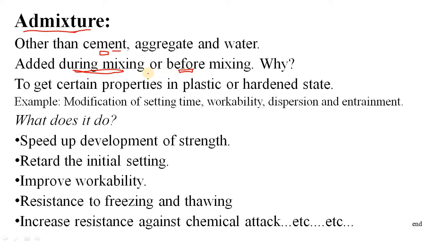Normally before mixing, when you are batching, meaning measuring the cement, aggregate and water. Aggregate means both sand and stone, both fine and coarse aggregate combined. So when you are batching these components of concrete, it is better at that time to mix this admixture. Okay, so now the question is, why is this admixture added to concrete?